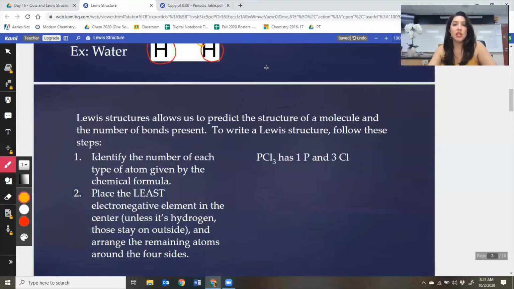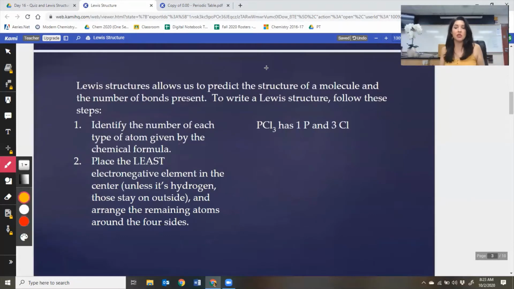So Lewis structures allow us to predict the structure of a molecule and the number and types of bonds present. To draw a Lewis structure, just follow these steps. First, you want to identify the number of each type of atom that's in your molecule, and we'll do that with the chemical formula. So here's the chemical formula. We have 1 phosphorus. It's implied because 1s are not written in the formulas. So I'll need to include 1 phosphorus and 3 atoms of chlorine here.